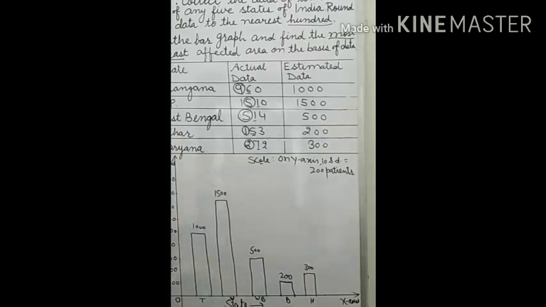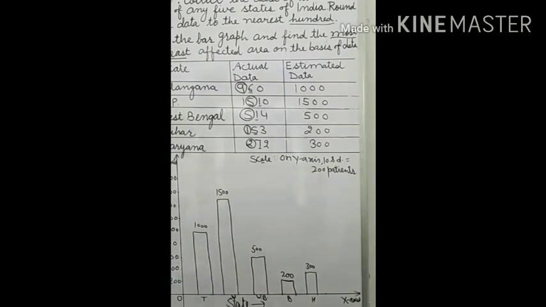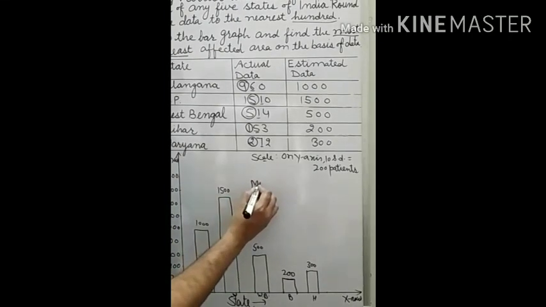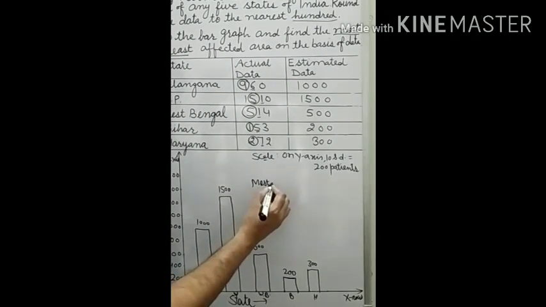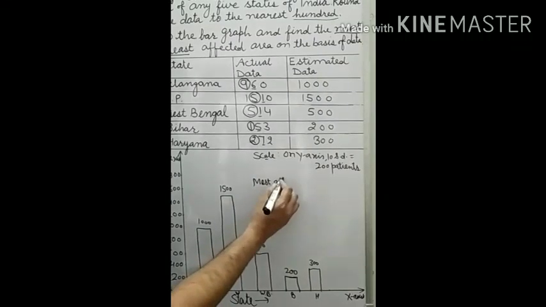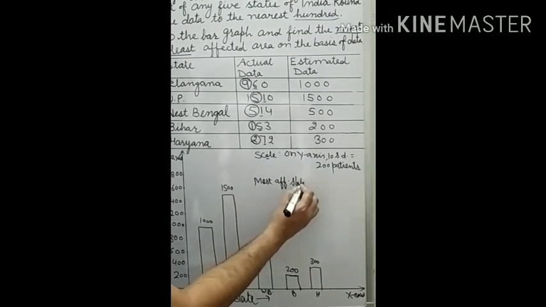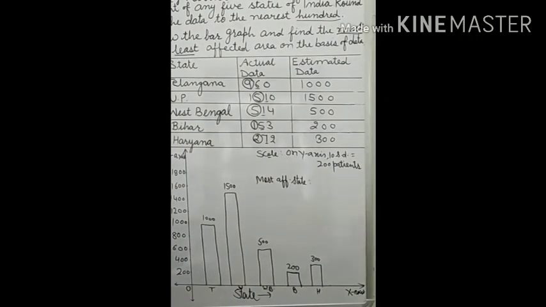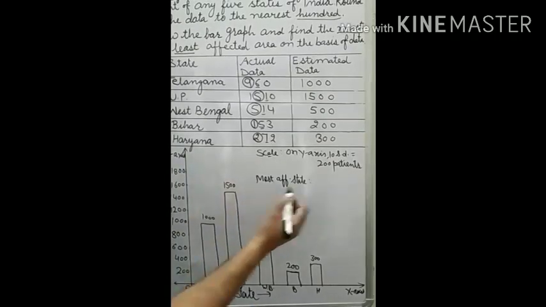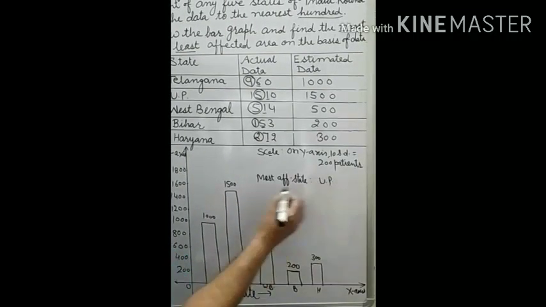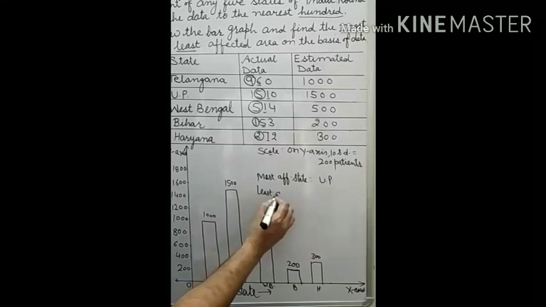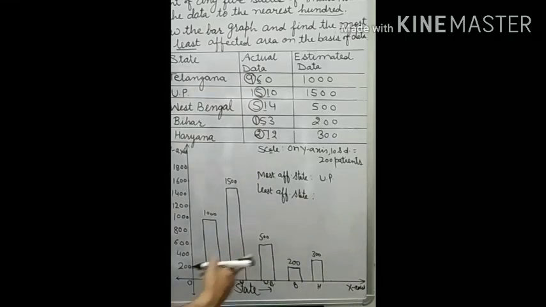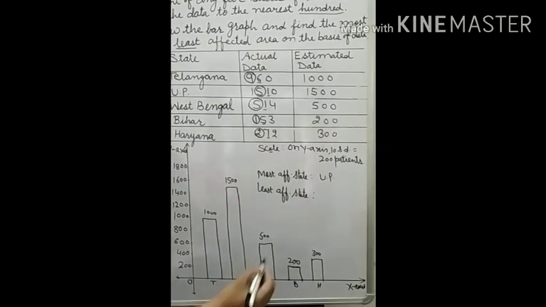This is the scale. Now the last question is, which is the most affected state and which is the least affected state? The most affected state is what? Here the highest bar is for Uttar Pradesh. So the most affected state is UP. And the least affected state, from the graph, is this one for Bihar.